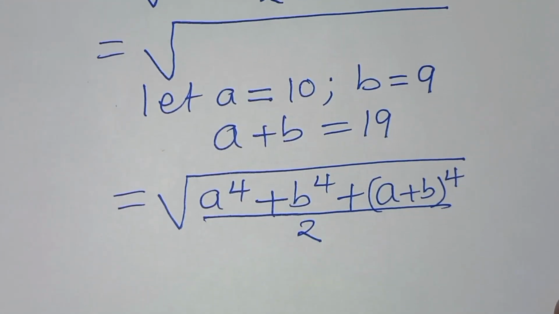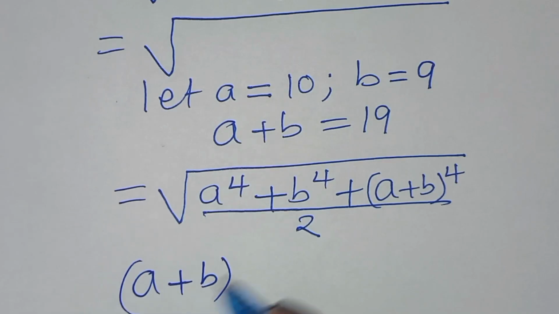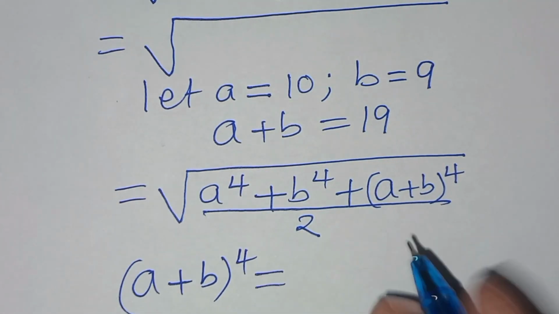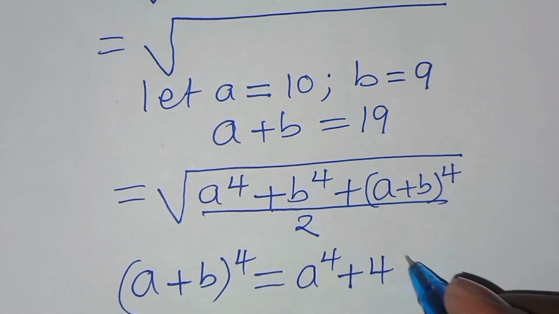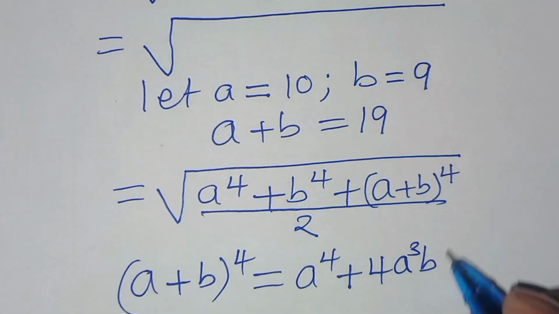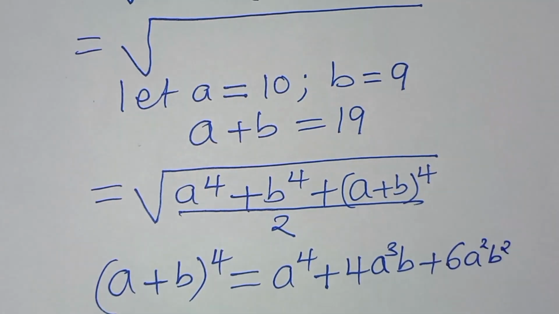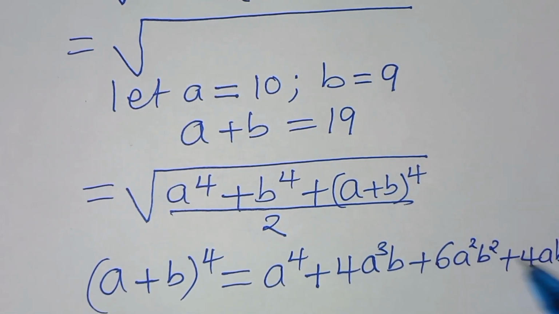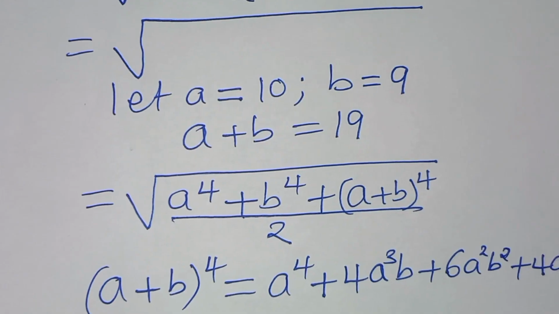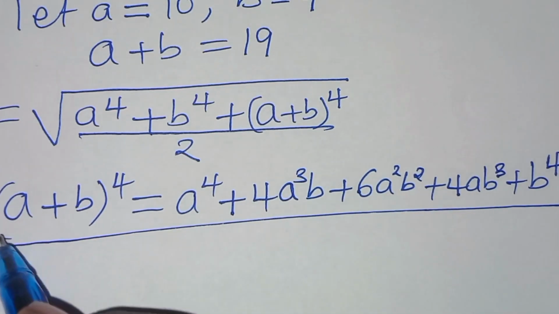So the next step from here, we have that A plus B raised to the power 4 is the same thing as A to the power 4 plus 4 A to the power 3 B, then plus 6 A squared B squared, then plus 4 A B to the power 3, and lastly plus B to the power 4. So this is what A plus B raised to the power 4 is.